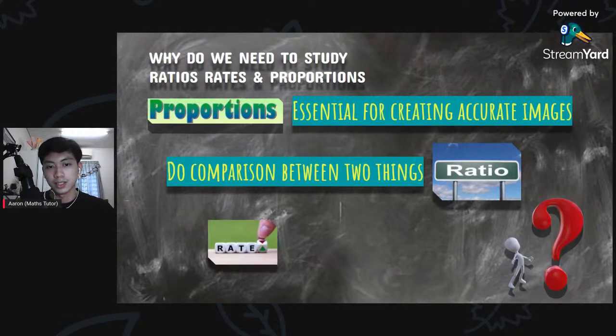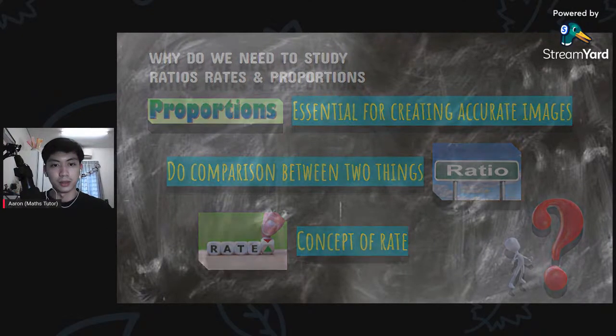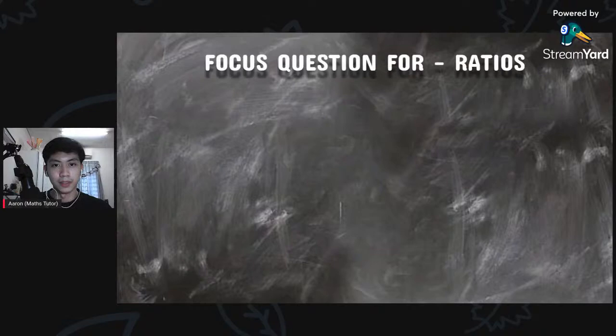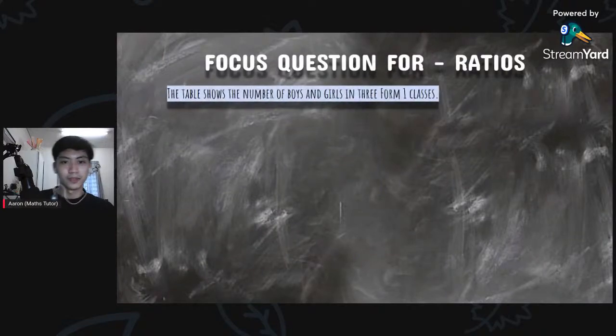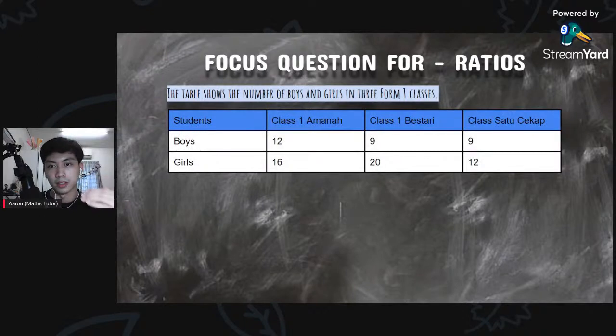Compare between two things, and rates. Okay, we will learn about the concept of rate later. For today, we use the question here to tackle the three parts: ratio, rates, and proportion. So first, we focus on ratio.